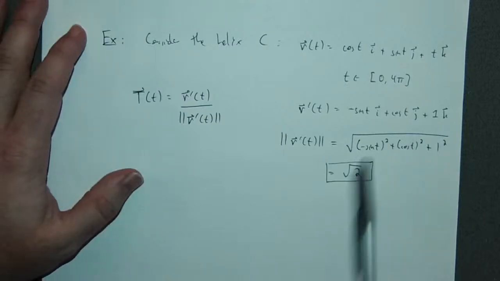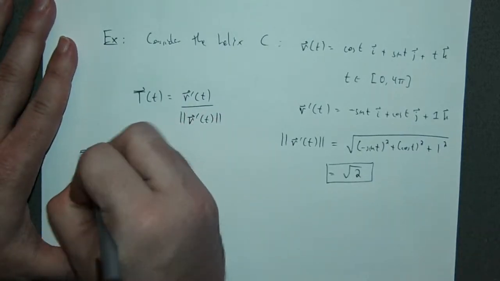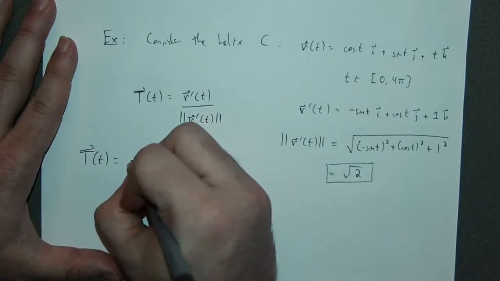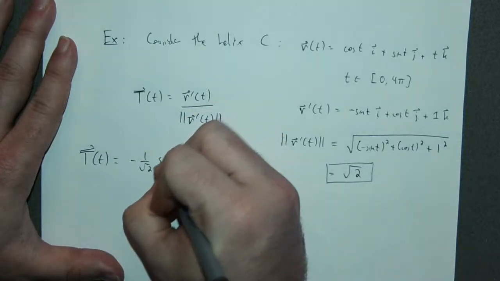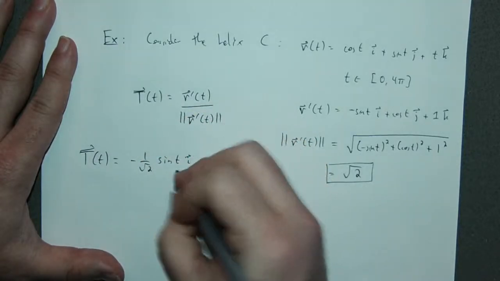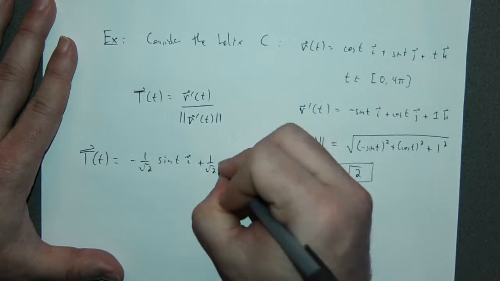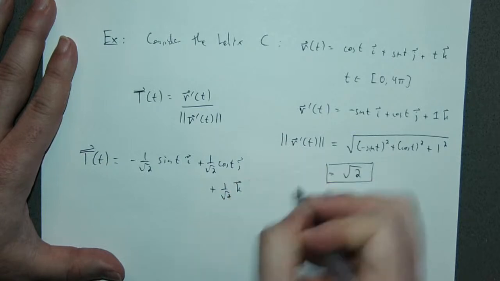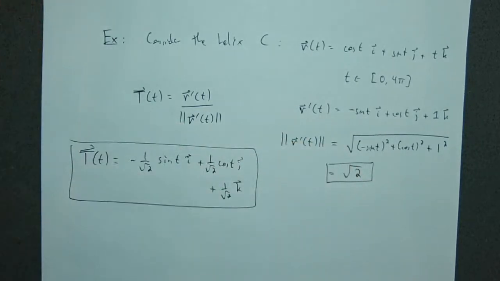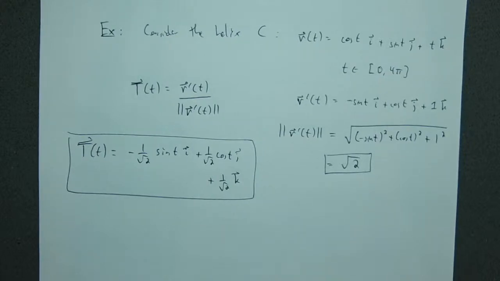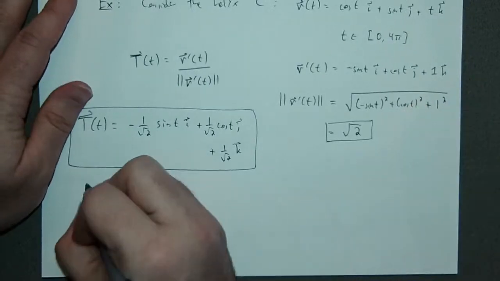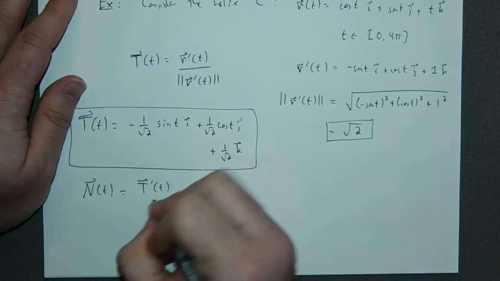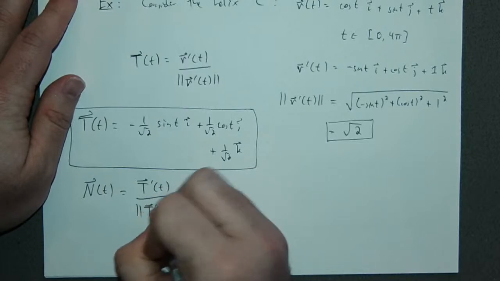And so what I get here is that T is r prime of t divided by square root of 2. So this is minus 1 over root 2 sine t i plus 1 over root 2 cosine t j plus 1 over root 2 k. Okay, so that's what my tangent vector is. Okay, so then what about my normal vector? So normal vector, again, this is T prime of t over the length of T prime of t.